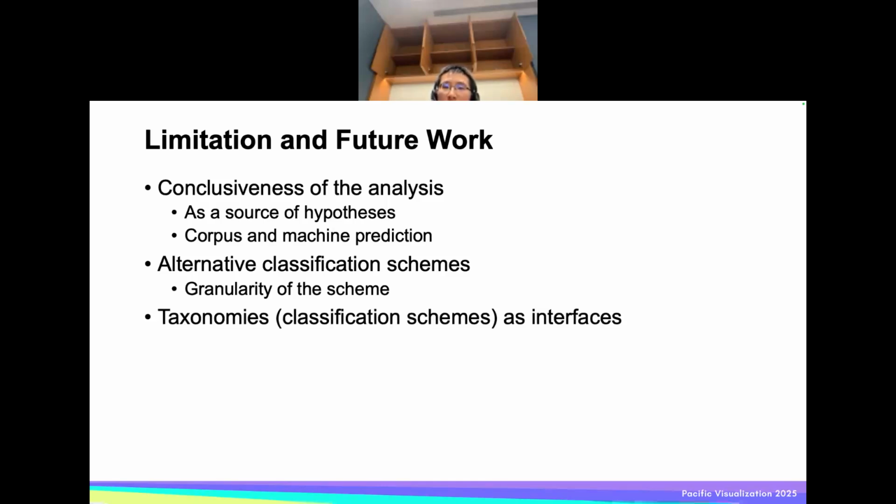And additionally, one can see taxonomies, or more generally, classification schemes, as a type of human knowledge interface that mediates the interaction between humans and the complex body of phenomena. And with the thinking of taxonomies as interfaces, we can retarget concepts related to user interfaces to taxonomies. And in particular, we are working on categorizing user scenarios and potential usabilities of taxonomies.